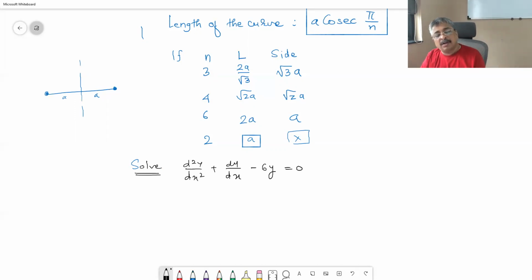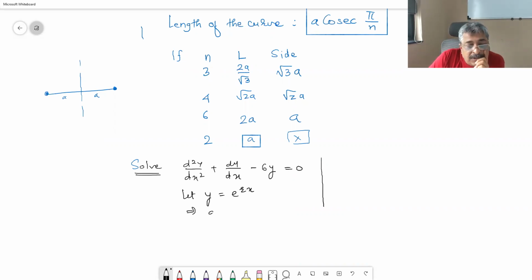I mean, an easy method. Maybe I will explain it to you directly, or if you have come across it, then only you will solve by that method. And it is as follows. Let y is equal to e raised to rx. Therefore, dy by dx is equal to r e raised to rx. Therefore, d2y by dx square is equal to r square e raised to rx.